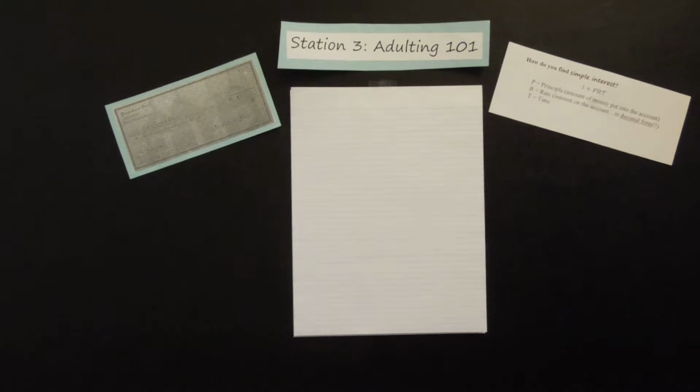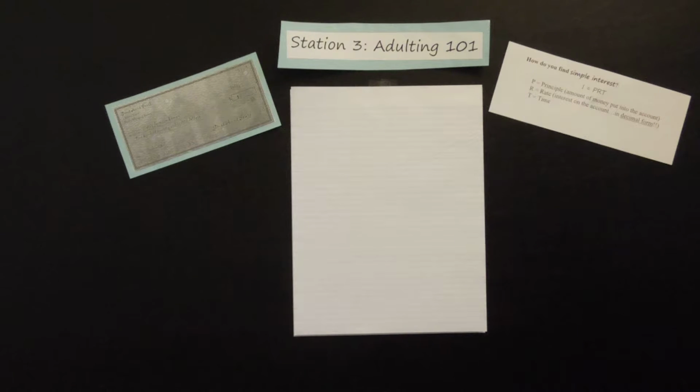This is Station 3, or as I like to call it, Adulting 101. And I call it this because adults have bank accounts. And some of you might already have a bank account, but I want to talk about this thing called interest. Interest is extra money that you get when someone borrows your money, like a bank. So if you put your money into a bank, you can gain interest, or money back from the bank, which is really cool. So in this activity, we're going to be calculating something called simple interest, which is a way to calculate interest of an account.